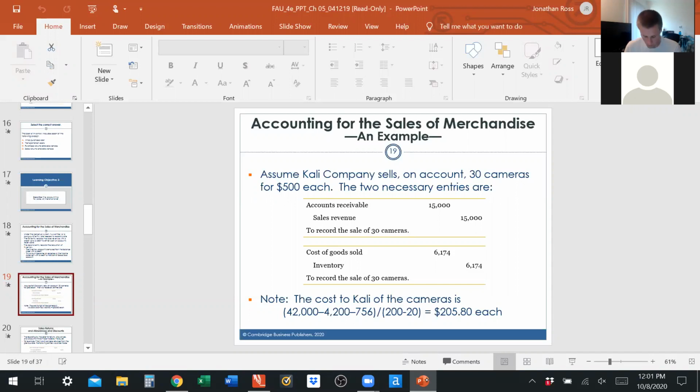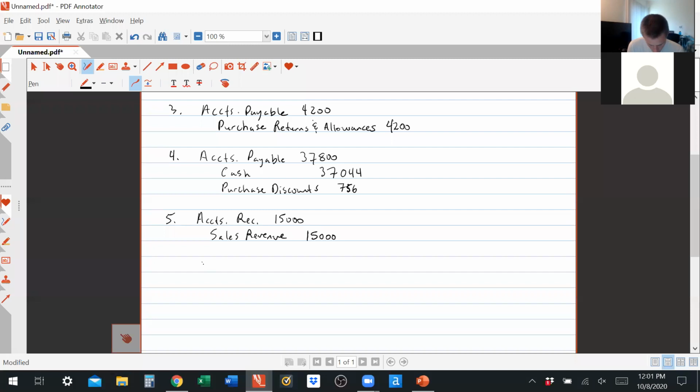Under the periodic system, we make no entry for cost of goods sold expense when we sell the item. We don't recognize cost of goods sold expense until the end of the period. No entry for COGS when we sell the item. We do make an entry to COGS at the end of the period. It's not like we never make an entry, but there's no entry for COGS when we sell the item.